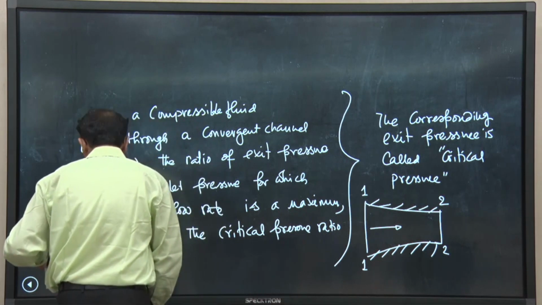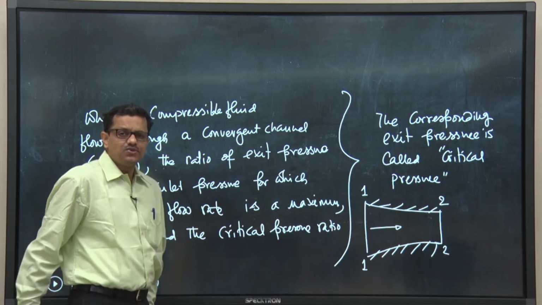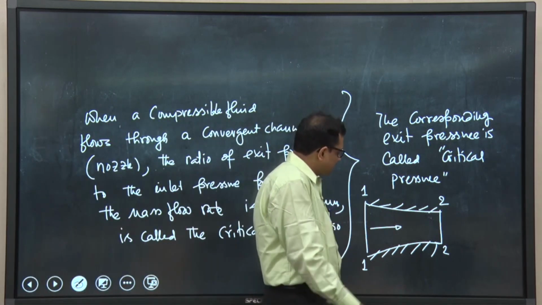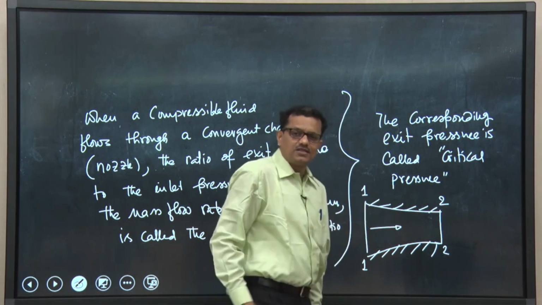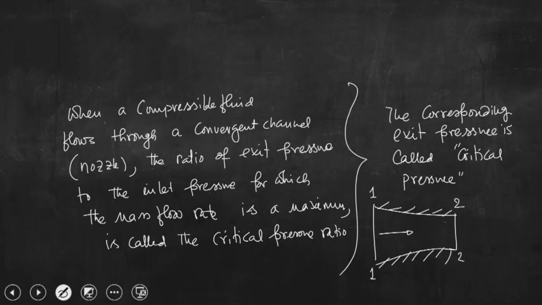Okay. Now, I would like to discuss a few issues in this context. We have discussed the critical pressure ratio, that is nothing but the ratio of exit pressure to inlet pressure, for which the mass flow rate is maximum. So, that means we are trying to have the maximum mass flow rate, and we can see that mass flow rate will be maximum if the velocity is maximum.